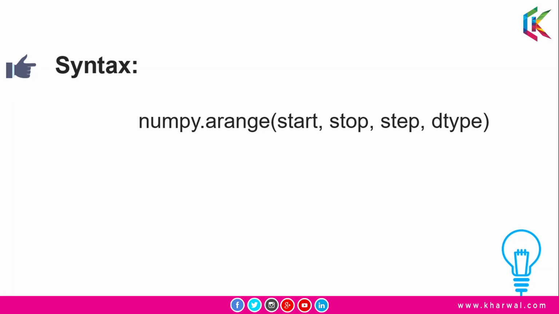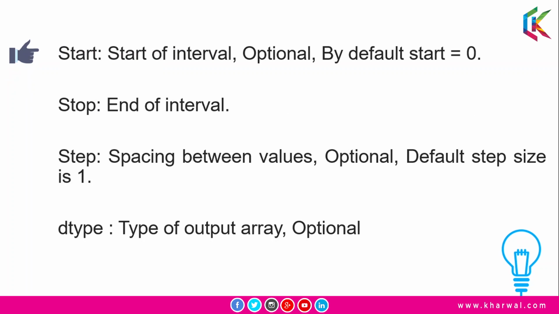There are four parameters in this arange function: start, stop, step and dtype. Let's discuss these parameters one by one. The first parameter is start, the number that defines the first value in the array. This number can be an integer or decimal, and by default start is 0 and it is an optional parameter. Now moving on to the next parameter, and that is stop. Stop is the number that defines the end of the array and is not included in the array.